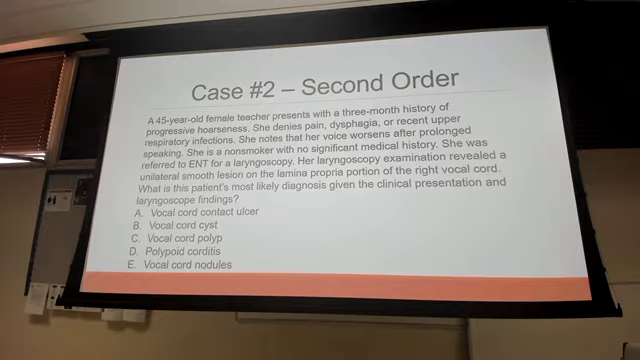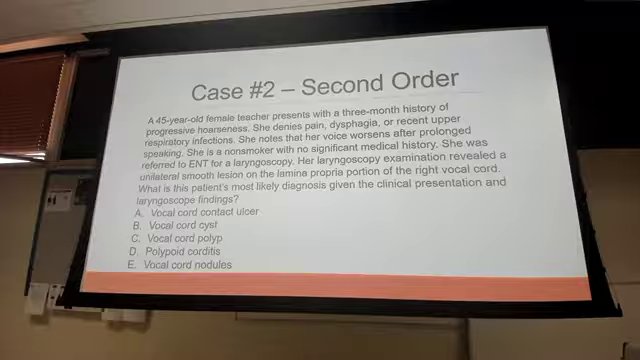A 45-year-old female teacher presents with a 3-month history of progressive hoarseness. She denies pain, dysphagia, or recent upper respiratory infections. She notes that her voice worsens after prolonged speaking. She's a non-smoker with no significant medical history. She was referred to ENT for a laryngoscopy. Her laryngoscopy examination revealed a unilateral smooth lesion on the lamina propria portion of the right vocal cord. What is this patient's most likely diagnosis, given the presentation and laryngoscope findings?